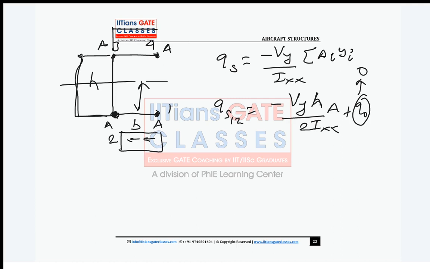Why is the jump there? QS, if you find 2 to 3, why is the jump there? Because this boom and this boom both will be added. So there will be a jump in shear flow. So what will it be? If you find it, what will it be?